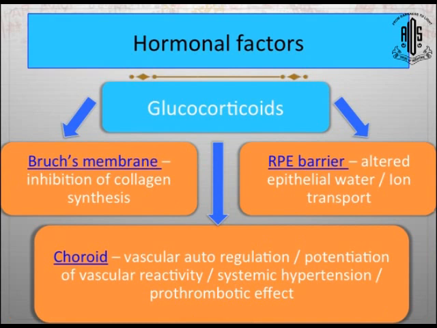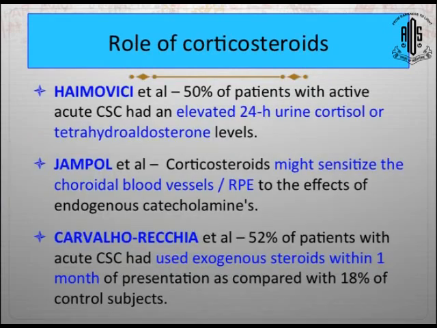Glucocorticoids play a role in affecting all three layers: the Bruch's membrane, the RPE barrier, and the choroid barrier. So it supports basically all three theories.